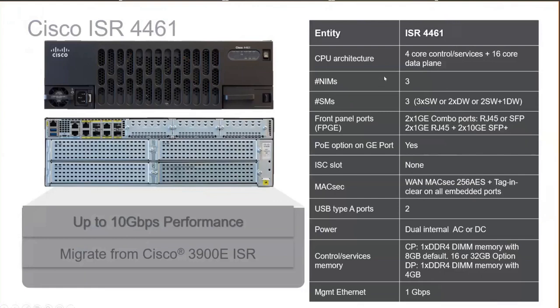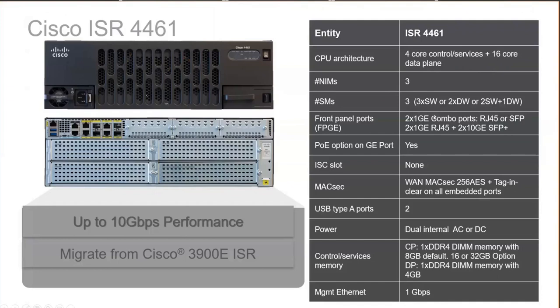So we have the CPU architecture, where for the control plane we have a 4 core processor, and for the data plane, we have 16 cores. That's why we will have more throughput here. And we can have 3 NIMs and 3 service modules.